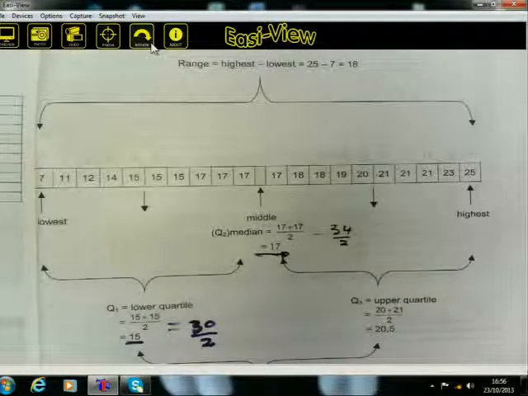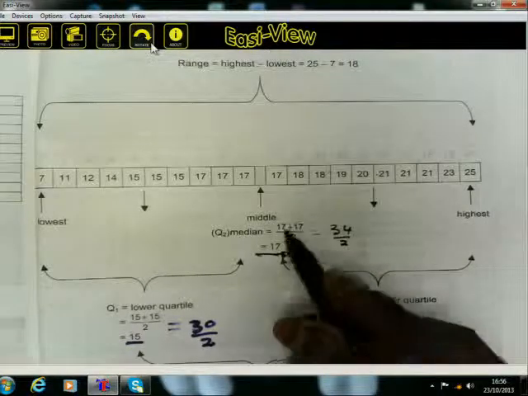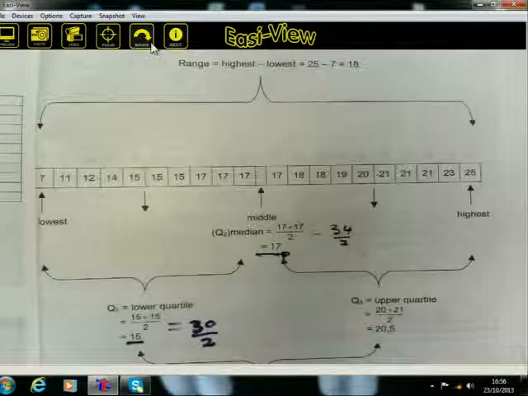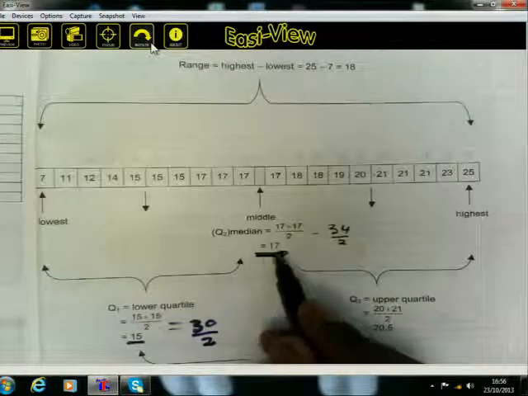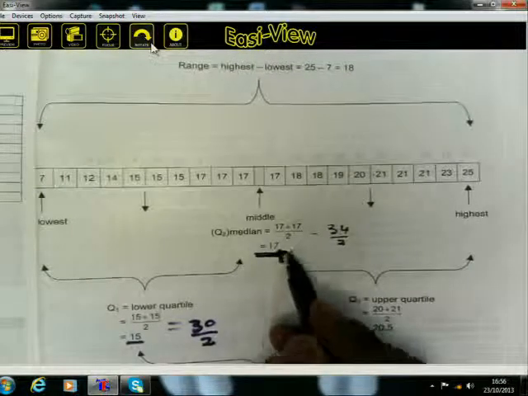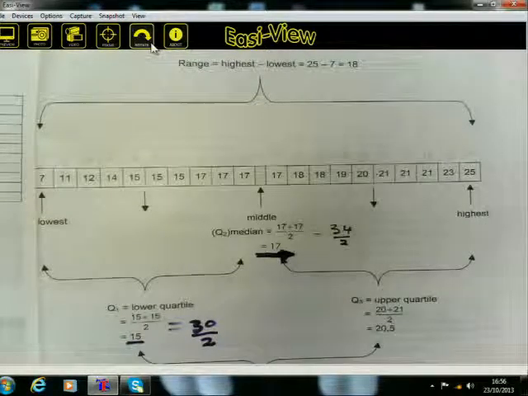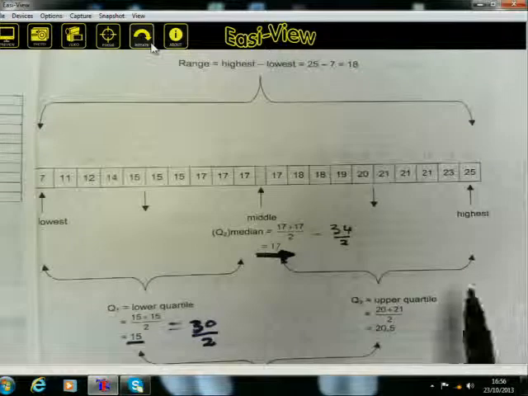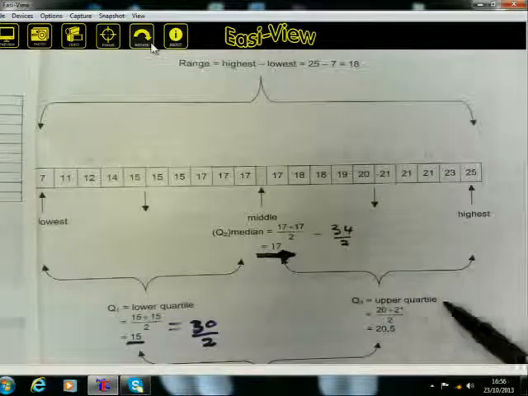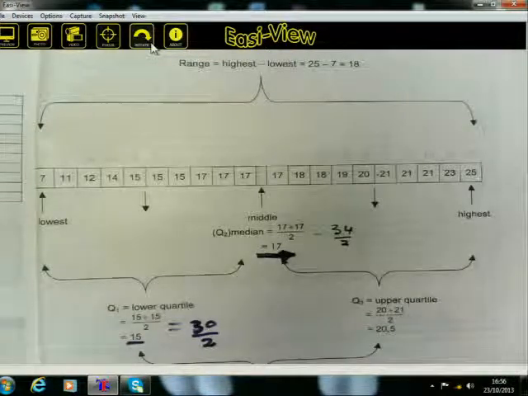We go to Q2. What is Q2? Q2 is our middle number. We said our Q2 is 17. Sorry, that's Q2 is 50. That's the 50th percent, the center, the middle one. That is number 17. Now we go to the upper quartile, Q3.